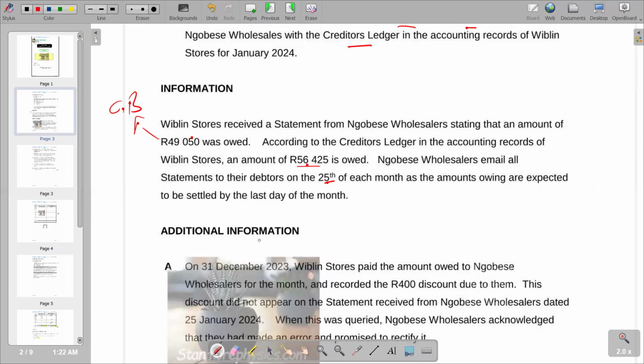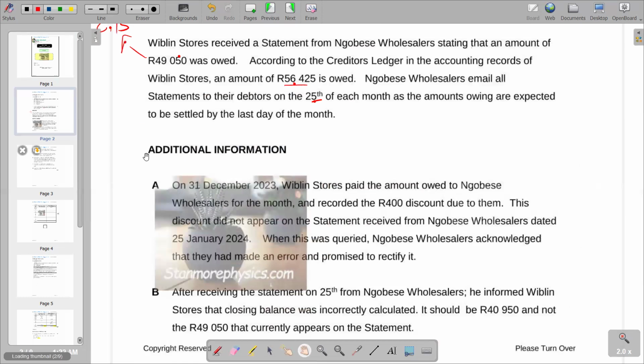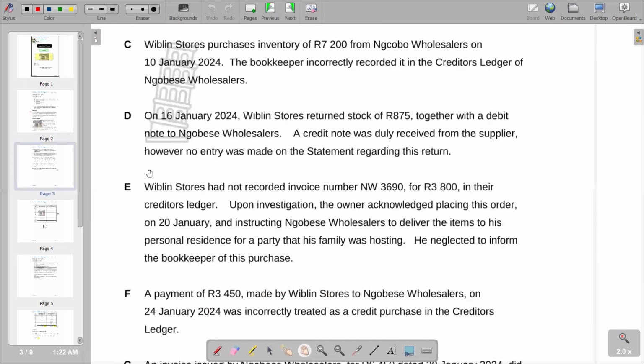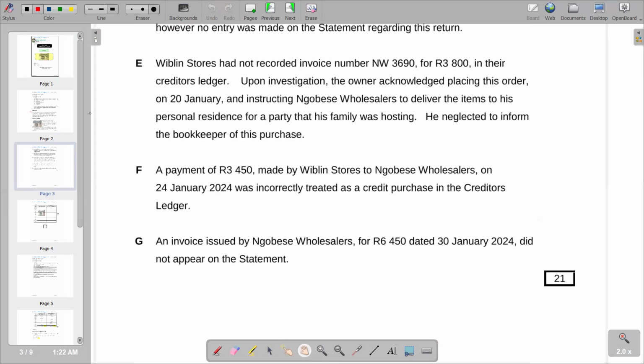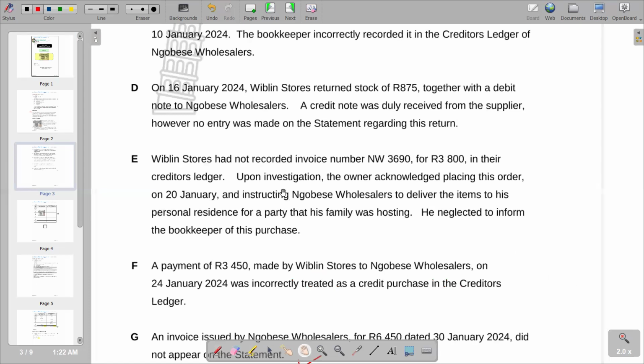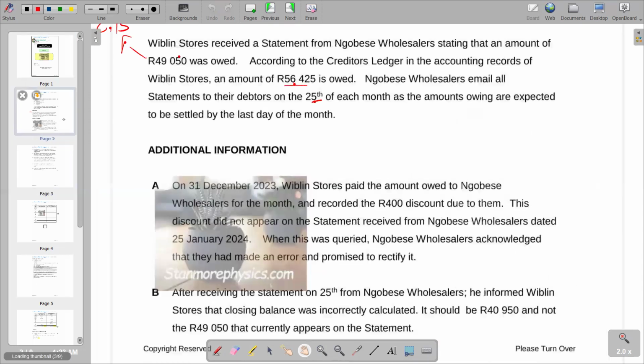So we go to the additional information. We have additional information that we need to go through before we start to answer. We have A, B, C, D, E, F, and then G being the last one. We are going to go item by item and try to correct and post the entries where necessary. So we go back to where our question is starting.